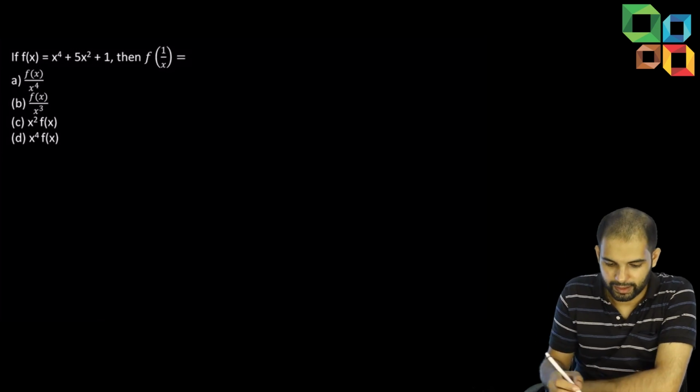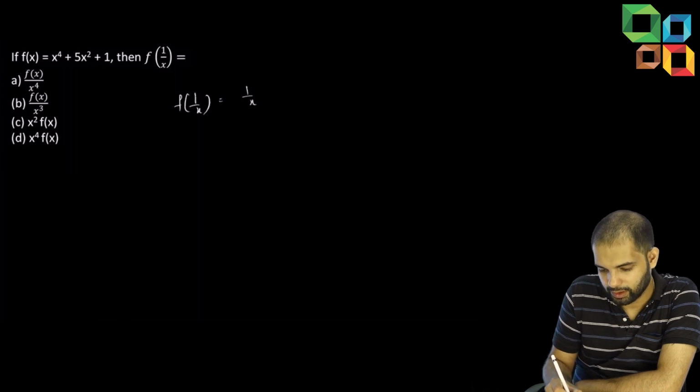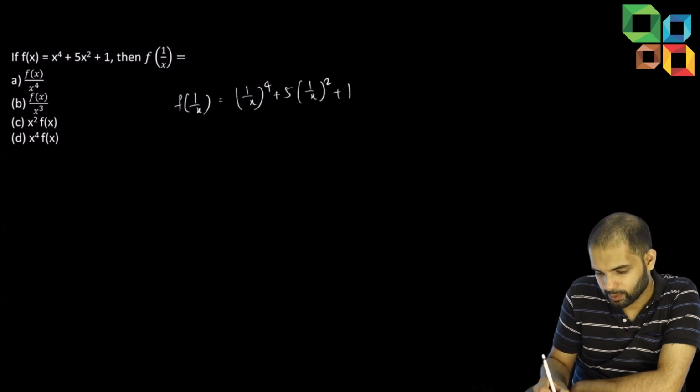f of 1 by x. So in place of x, I'm going to put 1 by x. Okay. So it is 1 by x whole power 4 plus 5 into 1 by x whole square plus 1. Now simply I need to do the simplification. 1 by x power 4 plus 5 by x square plus 1.